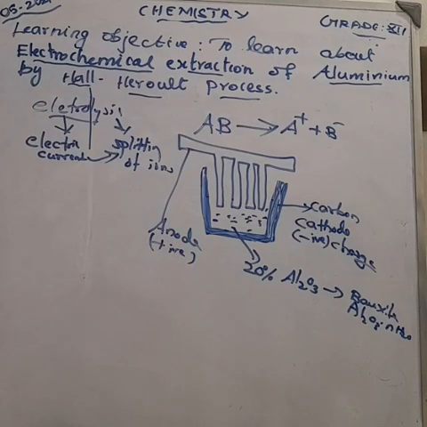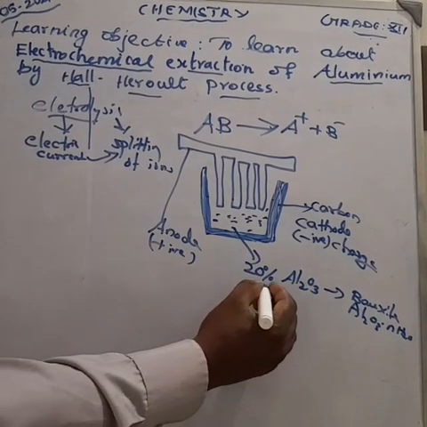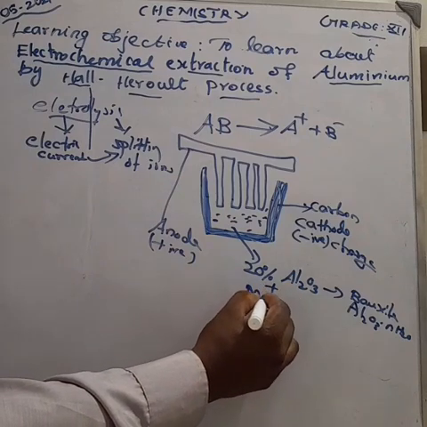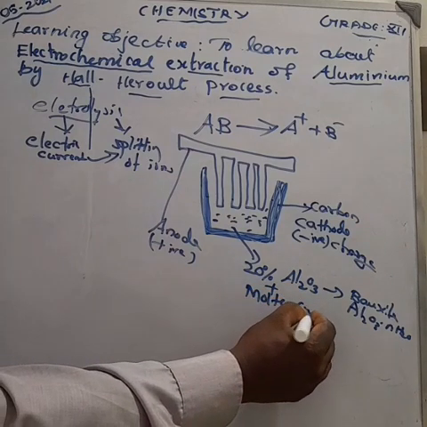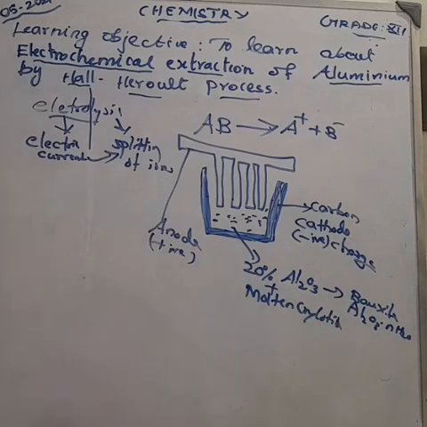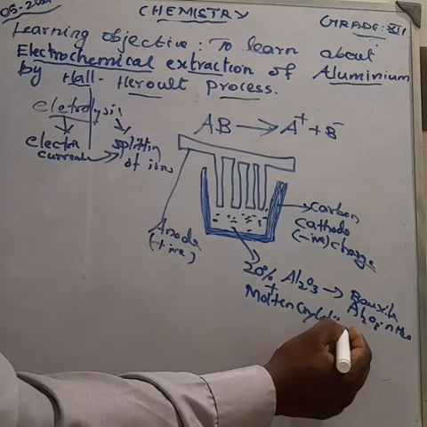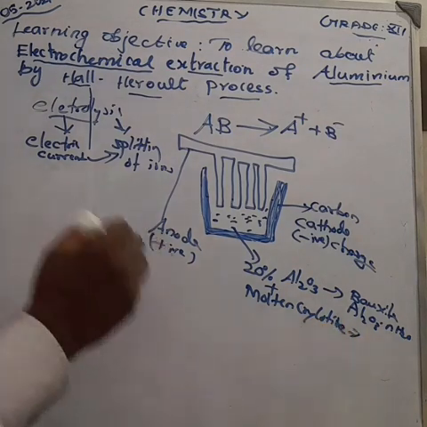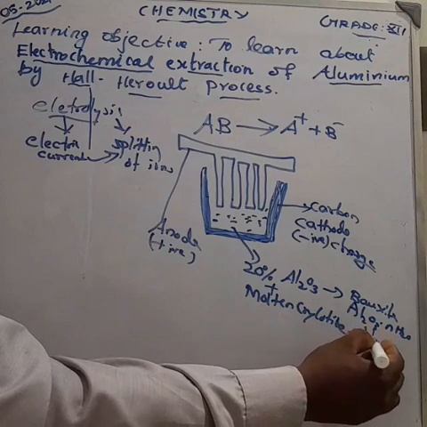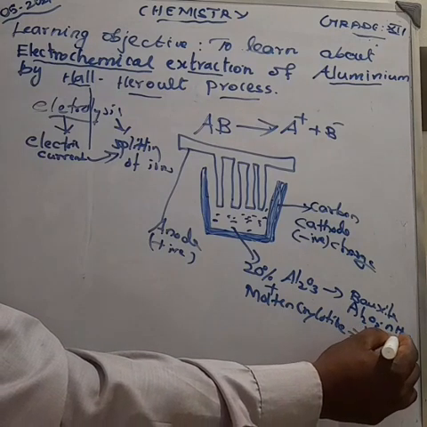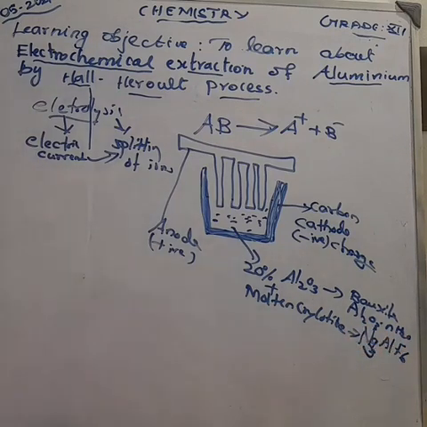This bauxite ore is also mixed with molten cryolite. Cryolite is also one of the chief ores of aluminium. Don't forget that. What is the cryolite formula? Na3AlF6. Try to note this down, my dear children.